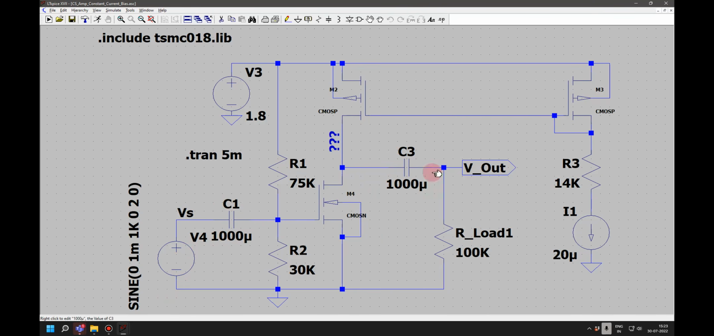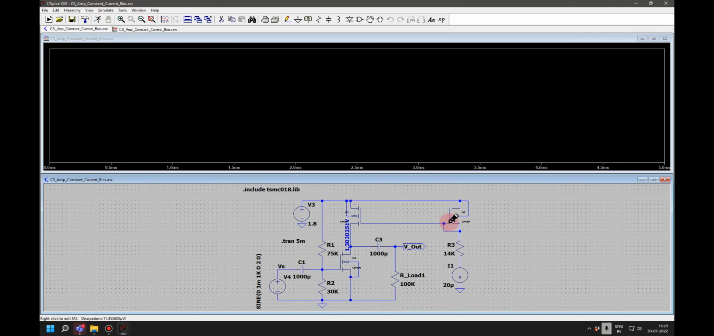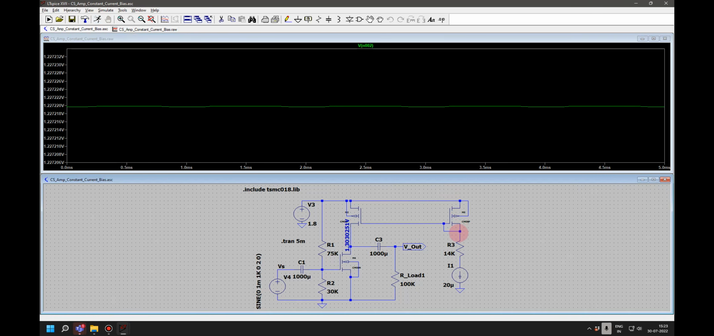Yes, yes. Okay, so this is the constant current source circuit. If you see, this is a constant current source. This is a PMOS. I run this. Okay, let me plot the current. The current out here is, okay, this is the voltage which has got the current.